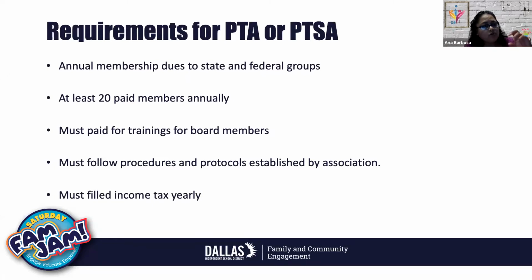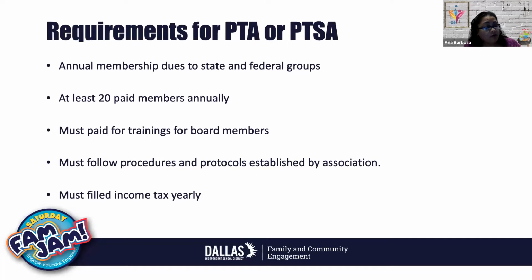And part of that goes to the state, part of that goes to the national, and maybe $1 stays with your local organization. But this you have to do every year. Your members have to pay this membership every year, for every single member you have. At least you have to have 20 paid members to be active, to be in good standing. So every year you have to recruit more than 20 members for PTA.